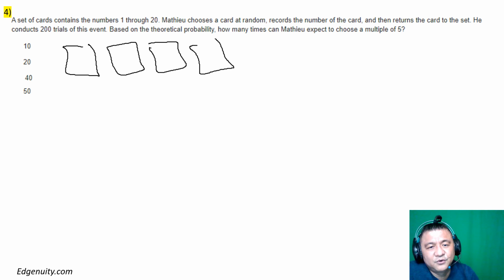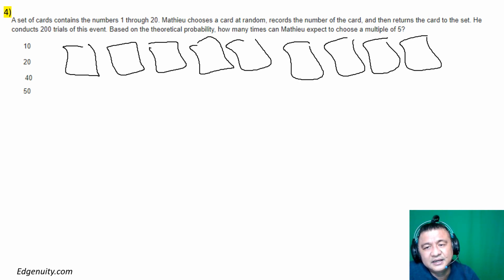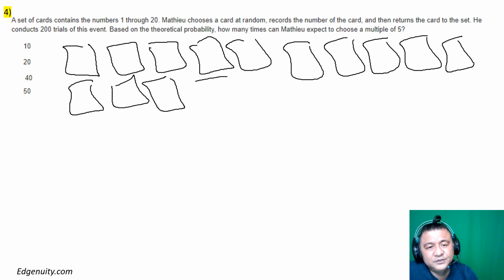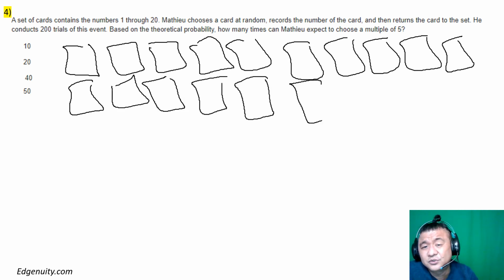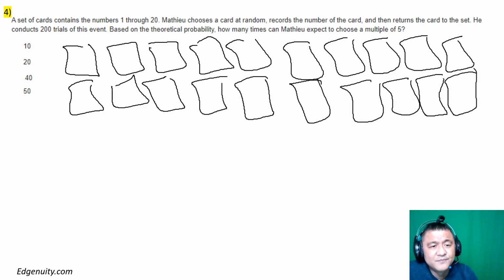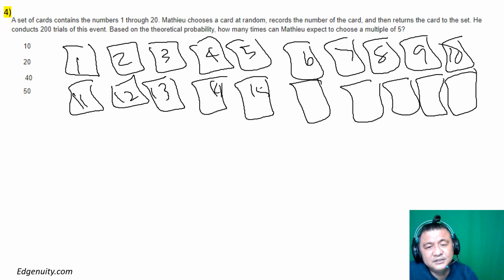1, 2, 3, 4, 5, 6, 7, 8, 9, 10. Not only 10, but 20. Okay? If you're a visual learner, I can actually draw. There's nothing wrong with drawing the cards. So we got 1, 2, 3, 4, 5, 6, 7, 8, 9, 10, 11, 12, 13, 14, 15, 16, 17, 18, 19, 20. If that helps you, do that.